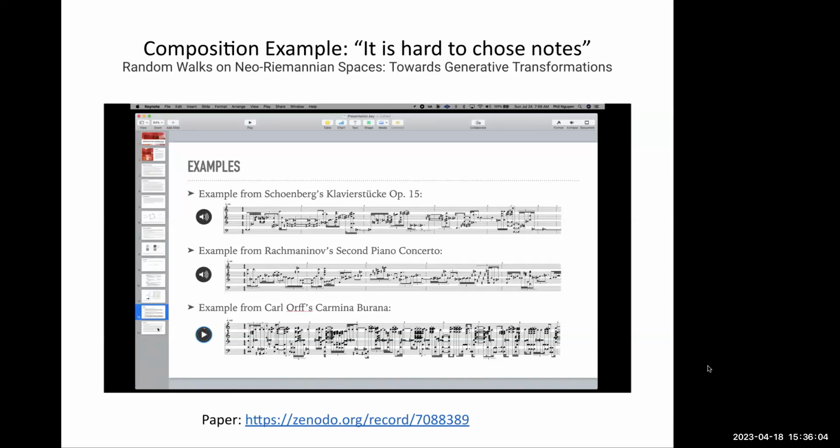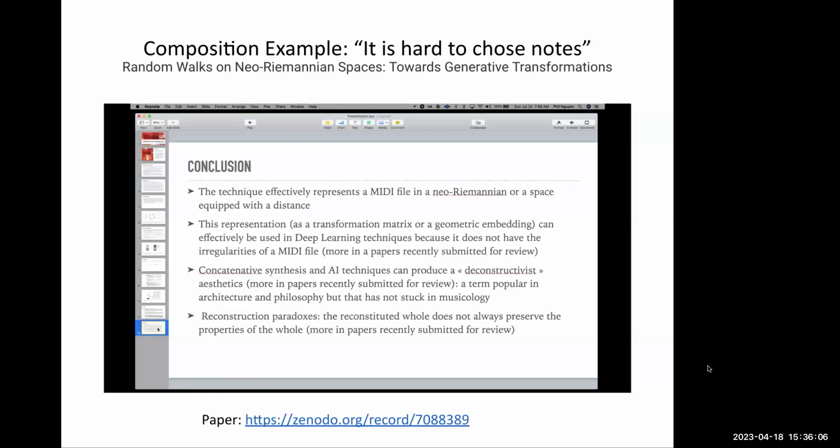So here were the three examples. So let's conclude. This technique effectively represents a MIDI file in a neo-Riemannian space equipped with a distance. This representation, which can be a transformation matrix, like what I showed you, or a geometric embedding of the transformation matrix in Euclidean space, for example.